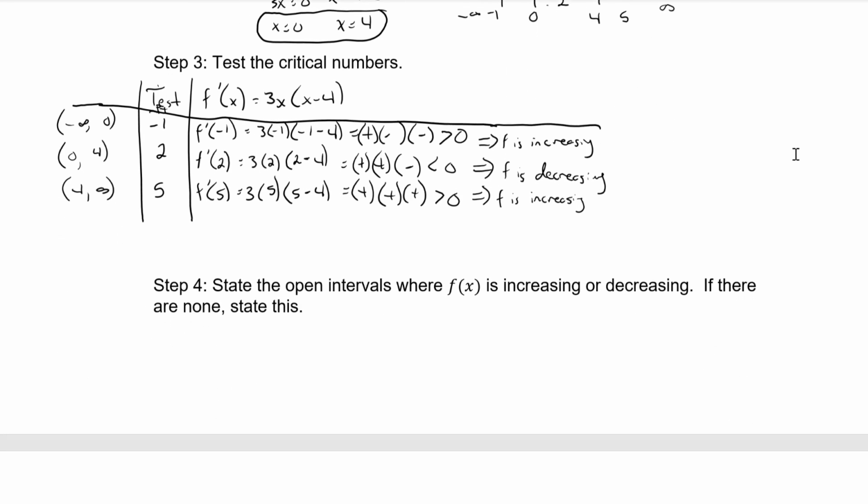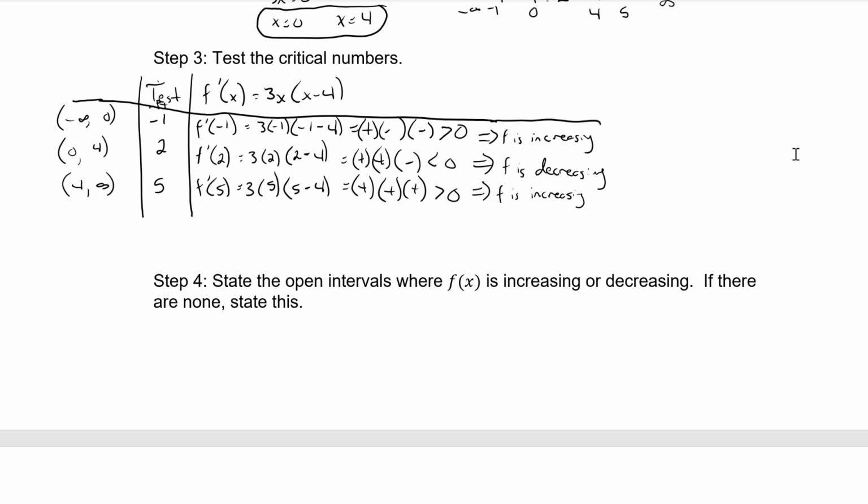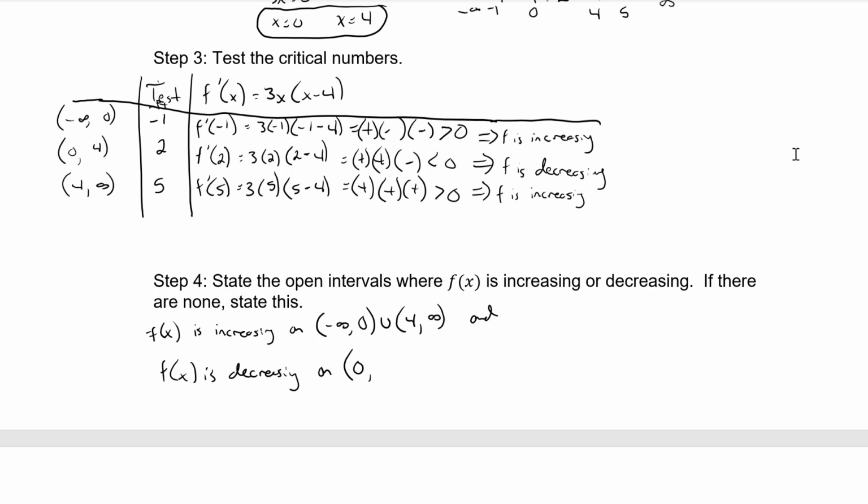So we put all this together. Now we just state the open intervals where f is increasing or decreasing. And if there are none, you, of course, want to state that. But in this case, we do. So in this case, we know that f of x is increasing on the open intervals negative infinity to 0, union 4 to infinity. And we got that from testing our test points on each of these intervals. And then f is decreasing on 0 to 4.